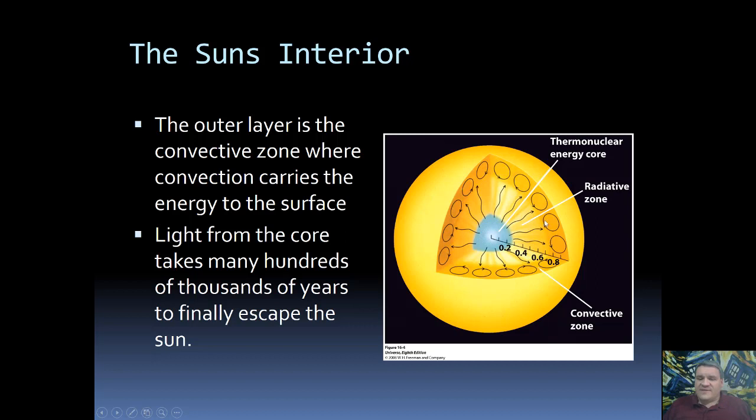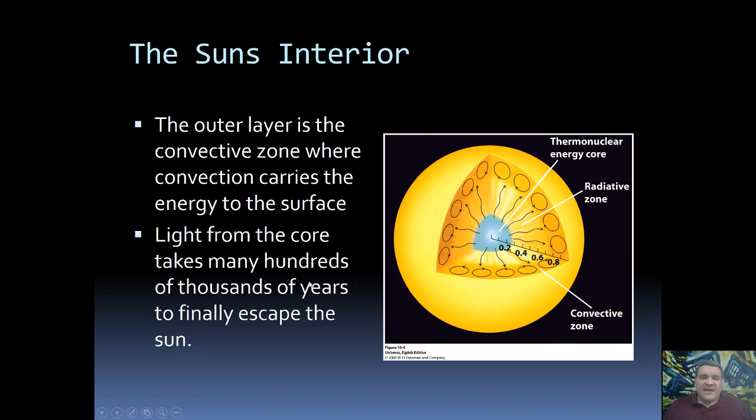The last layer of the sun's interior is the convective zone. In this region, the energy is being transported by convection. At this stage, we have enough energy difference, enough temperature difference from the bottom to the top, that it's most efficient for the energy to be transported as convection. So we have the convection cycles within the convective zone. And then finally, it escapes at the surface and travels in free space.